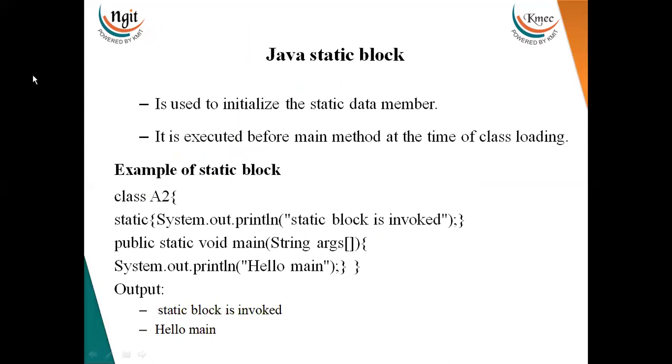Now coming to the static block, right? It is used to initialize the static data members. It is executed before the main method at the time of loading the class, right? You can see here an example. I'm taking a class. Within this class, I'm taking the static block, right? After that, I'm taking the static method, right? Now, if you execute this program, the static block gets executed first, followed by the main method. So before the main method, the static block gets executed. If you want to execute something before the main method, then you need to keep that particular thing in the static block. So the static block gets executed first, followed by the main method.